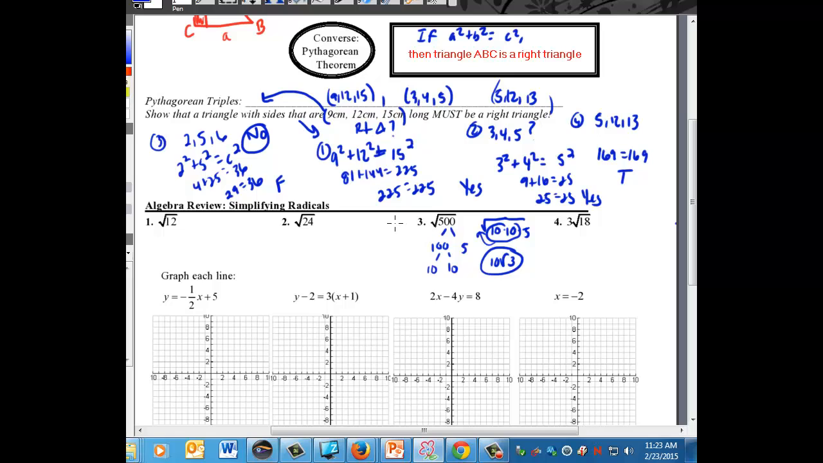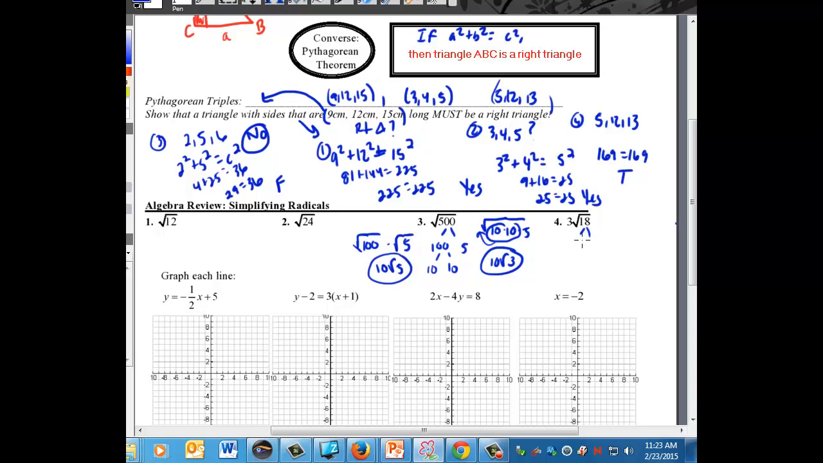Now the other way that I can do this is I can break up rad 500 into rad 100 times rad 5. And then hopefully we can just see that rad 100 is 10, and I get 10 rad 5. Okay, so this is much quicker, okay? But again, it depends on whichever method that you prefer.